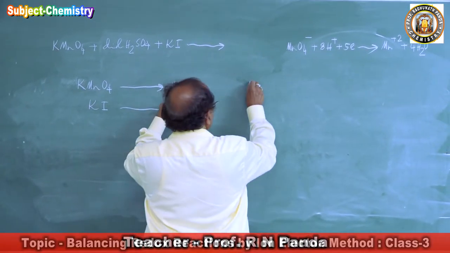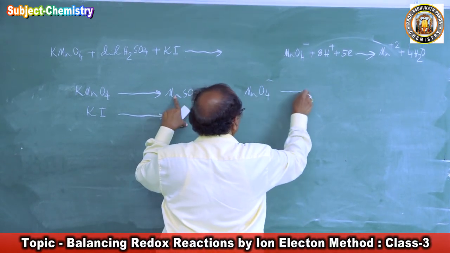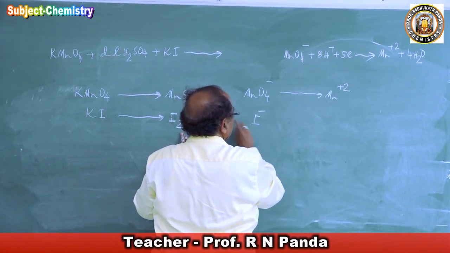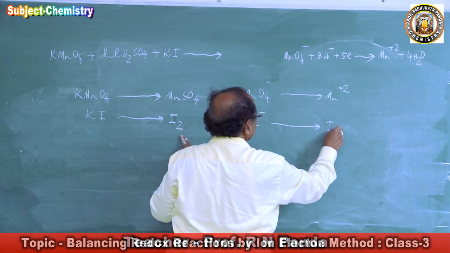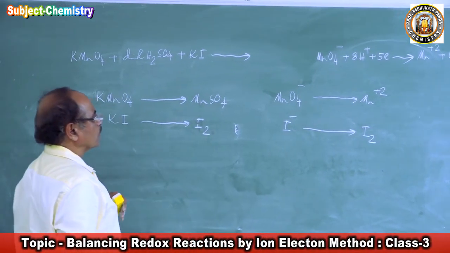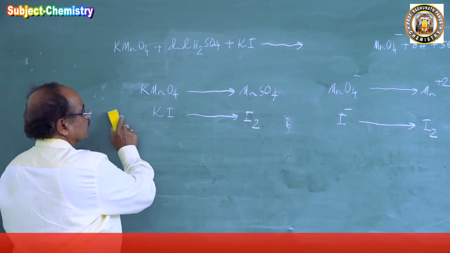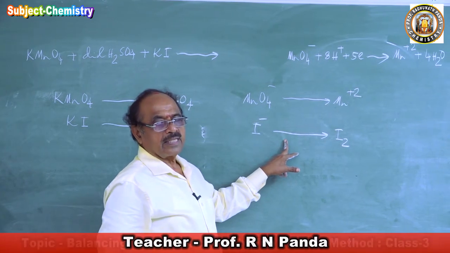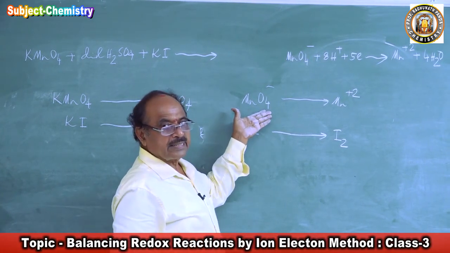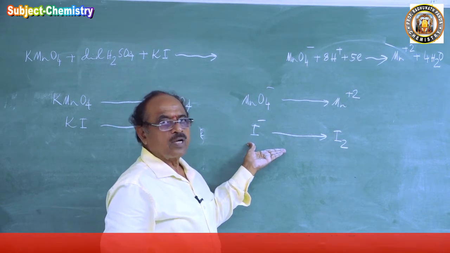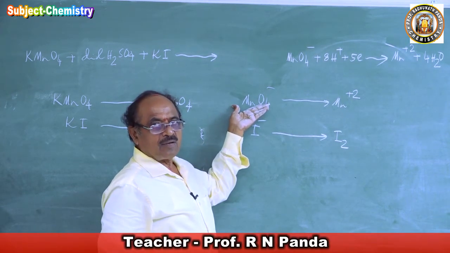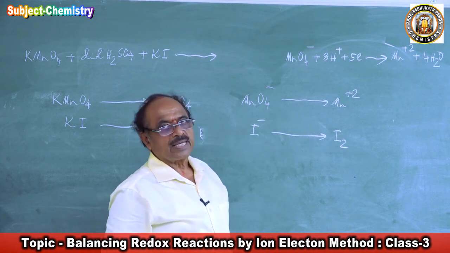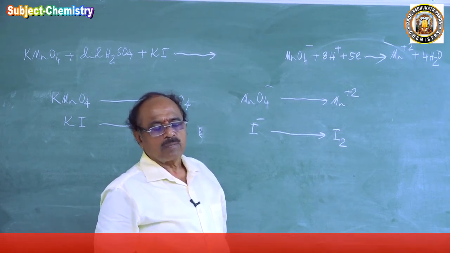So its ionic form is what? MnO4 minus is forming Mn 2 plus, and iodide is forming iodine. Just like chloride is forming chlorine, iodide is forming iodine. So this ascertains the oxidized state and reduced state of the substances in their ionic form. This is the half reaction for the oxidizing agent. This is the half reaction for the reducing agent. We will balance the half reaction of the oxidizing agent and the half reaction of the reducing agent. Then we will cancel out the electrons to get the total balanced equation.